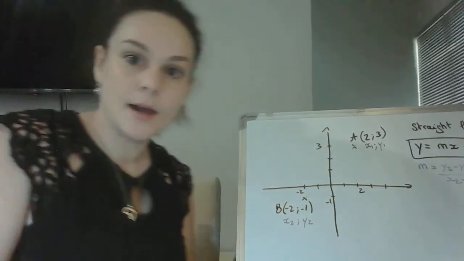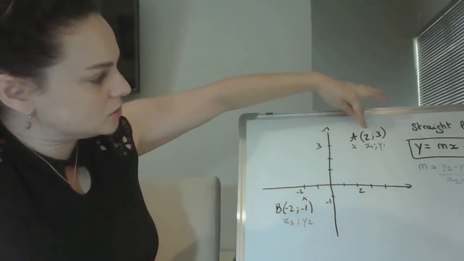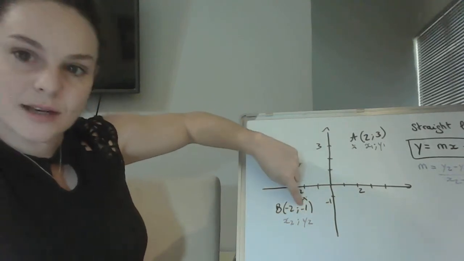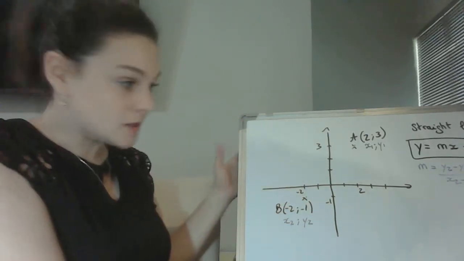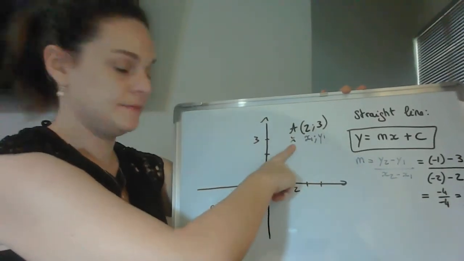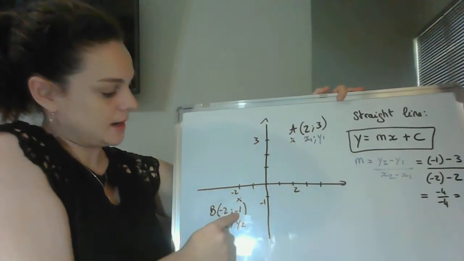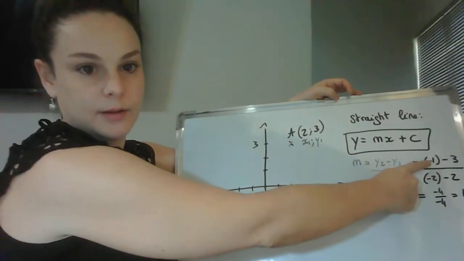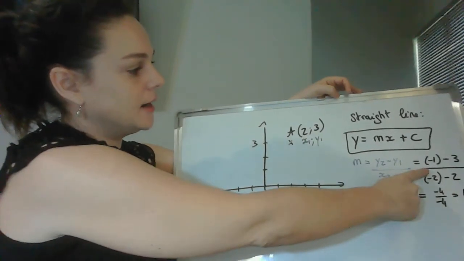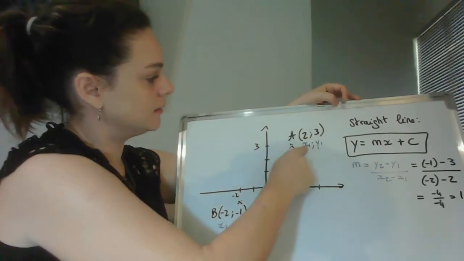Alright, so now I'm defining this one as point 1, this one as point 2. So x1 is 2, y1 is 3. x2 is minus 2, y2 is minus 1. And I just have to apply the formula to find the gradient AB. I'm going to use y2. So y2 is minus 1. So minus 1, minus y1, minus 1 minus 3, divided by x2 minus 2, minus x1 minus 2.